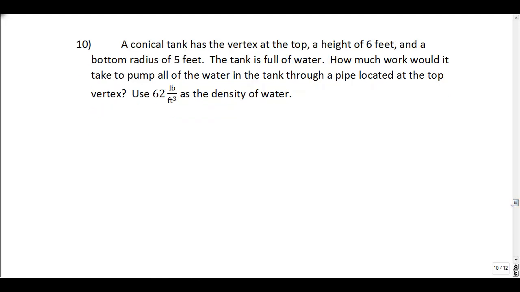I'll point out, if you're looking at this for the fall 2015 exam, we're not going to do work problems on this exam, so you don't really need to pay attention, but I'm going to throw it in anyway for completeness.